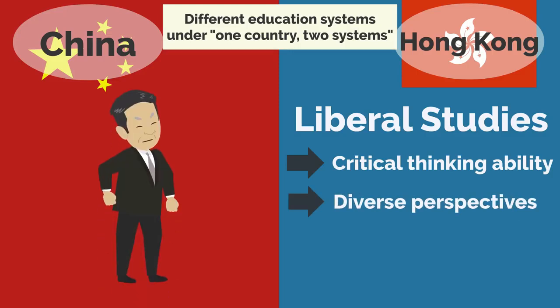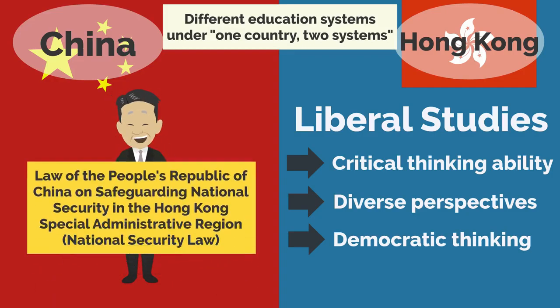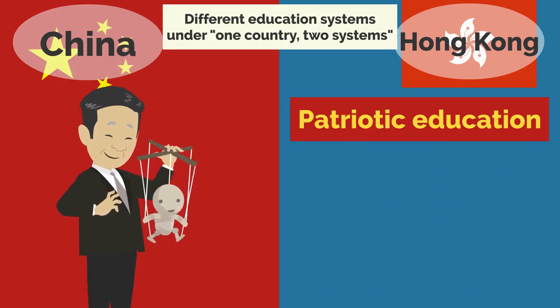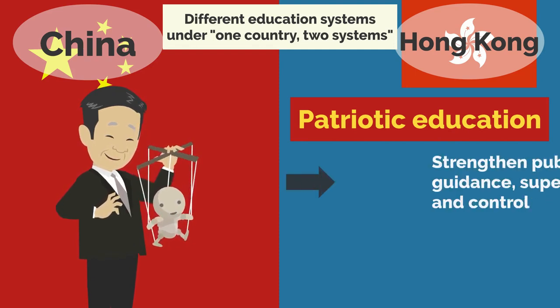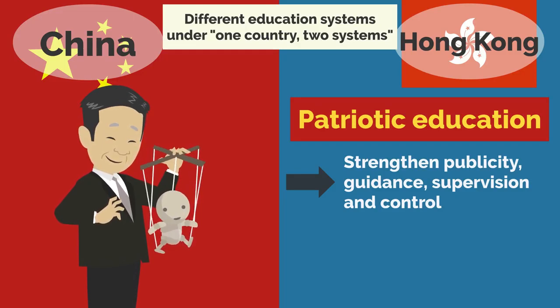The Chinese government, which implements patriotic education, strongly opposed the liberal studies education that is said to have cultivated the democratic thinking of young people, and enforced the national security law in June. The Chinese government is tightening its squeeze on education. The national security law stipulates that it will strengthen publicity, guidance, supervision and control for schools.